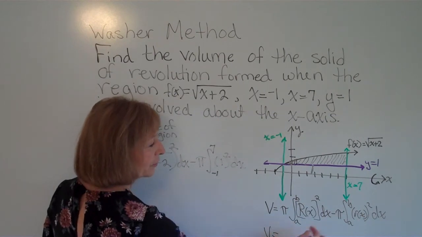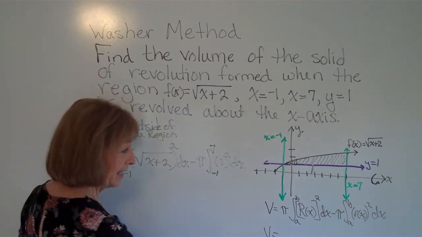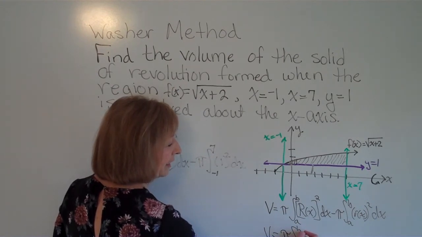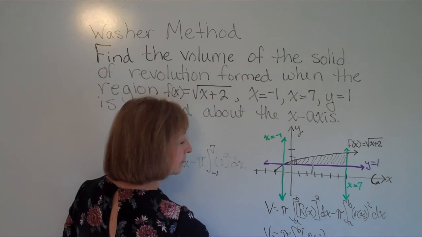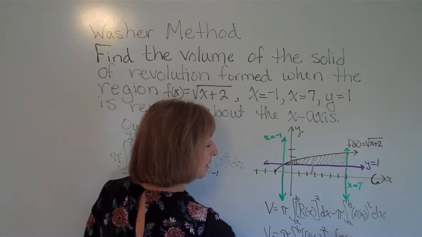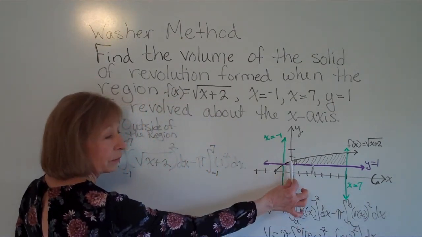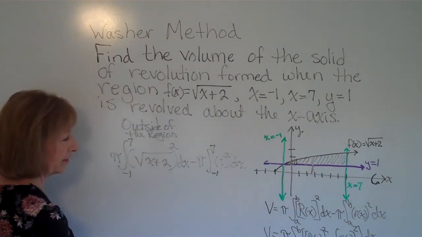And there are some common factors here that we can factor out and then use our properties of definite integrals. And a lot of times you'll see this as pi times the integral from a to b of capital R of x squared minus small case r of x squared and then dx. And again, it's dx when we're taking our subrectangles vertical, like we're doing in this case as we slice across.